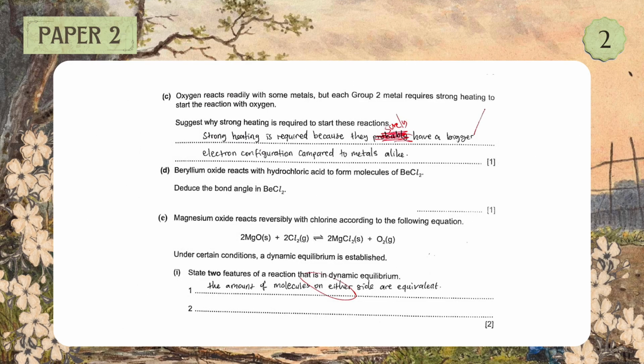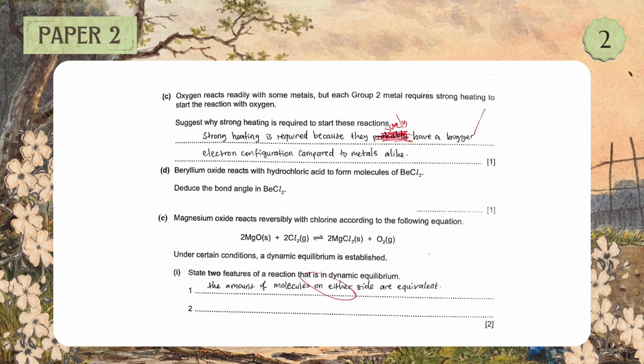So 2c, why is strong heating needed? It's to overcome metallic bonding. Group 2 metals contain strong metallic bonds between positive metal ions and delocalized electrons. A large amount of energy is needed to break these attractions before the metal can react with oxygen.